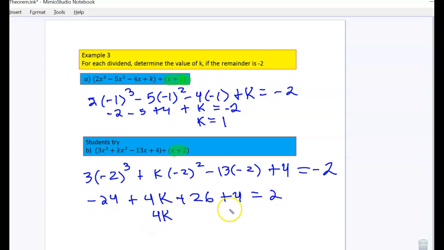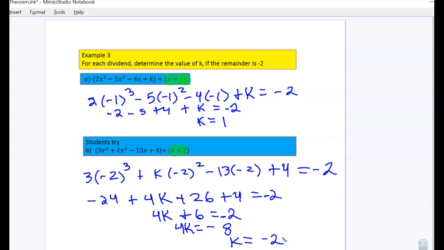So this is going to be 2 plus 4 is going to be 6. So this time I end up getting, well, this should be a negative 2, sorry. So when I subtract over 6, that becomes negative 8. And dividing, I'm going to get k is negative 2.